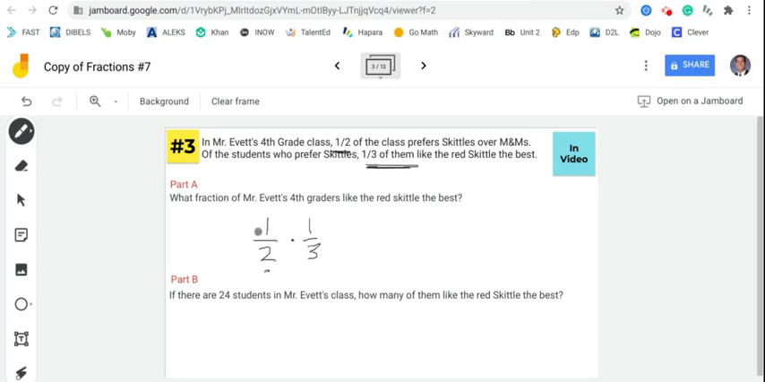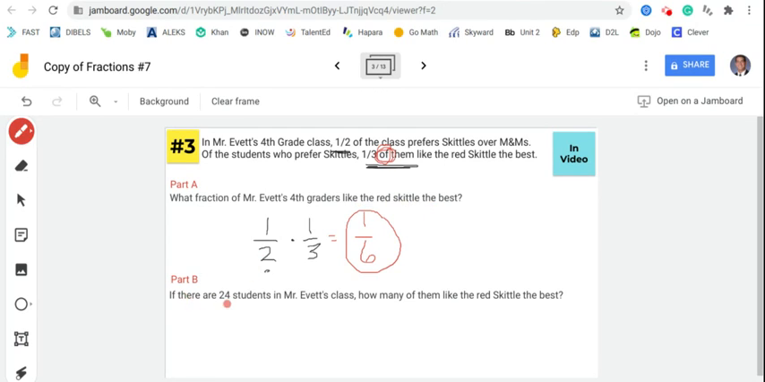What is 1/3 of 1/2? This language right here is very, very important. Of. When you see "of" in math, that is more than likely multiplication. If I want 1/3 of 1/2, I just need to multiply 1/3 times 1/2. I can't cross simplify. 1 times 1 is 1. 2 times 3 is 6. So 1/3 of 1/2 would be 1/6, and that would be my answer to part A. 1/6 of Mr. Evatt's 4th graders like the red Skittle the best.